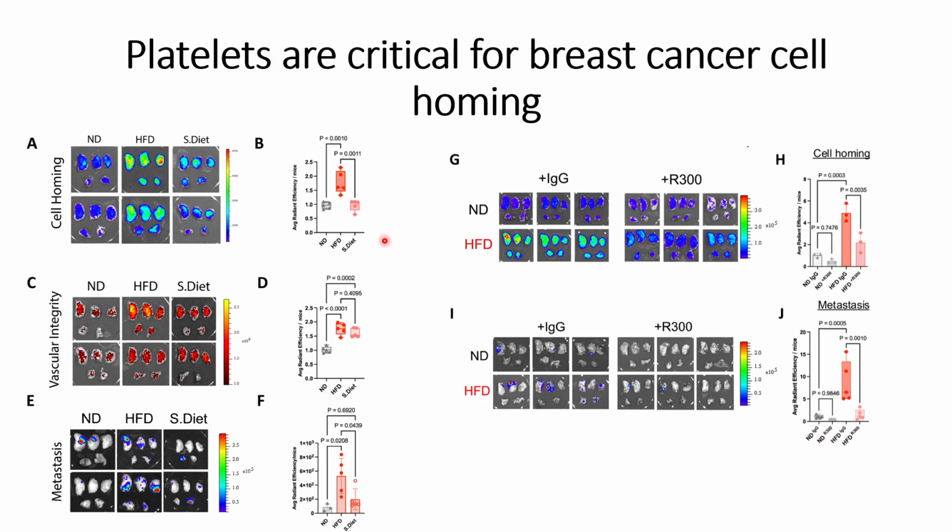So these results altogether indicate that it's platelet activation that plays a critical role towards breast cancer cell homing and metastasis, and vascular integrity has a low contribution towards cell homing and metastasis.